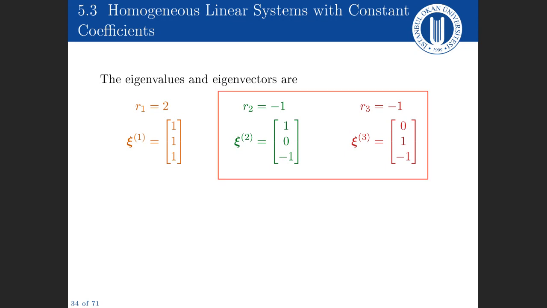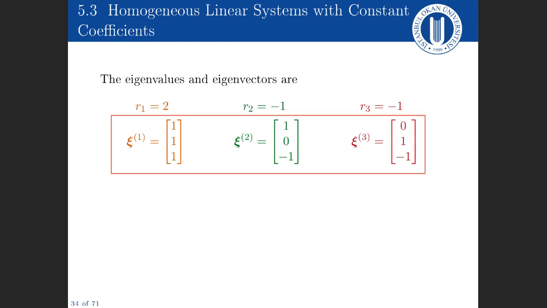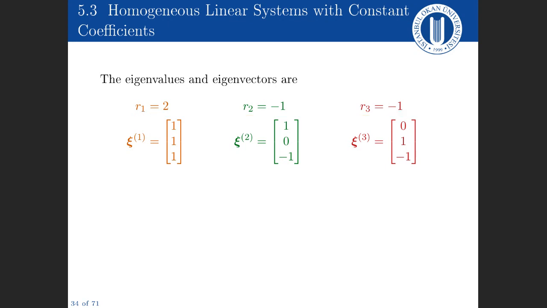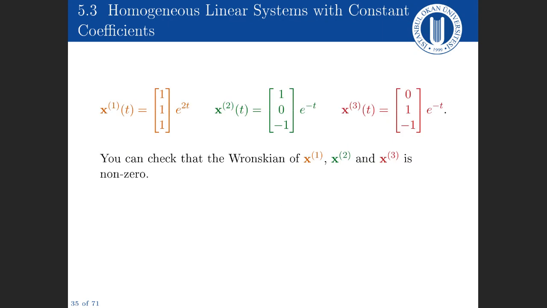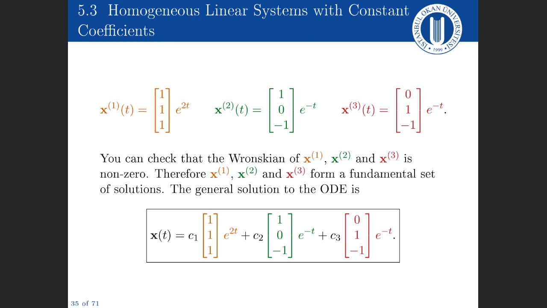If the eigenvalue is minus 1, then the eigenspace is actually two-dimensional. In other words, we could find two linearly independent eigenvectors. In this situation, the three eigenvectors that we have are linearly independent. That means that the three solutions that we have will form a fundamental set of solutions. I'm going to leave it for you to check that the Wronskian of these three functions is non-zero. As soon as we have three linearly independent solutions, we can write down the solution to the differential equation. If we have linearly independent eigenvectors, it doesn't matter if some of the eigenvalues are repeated.